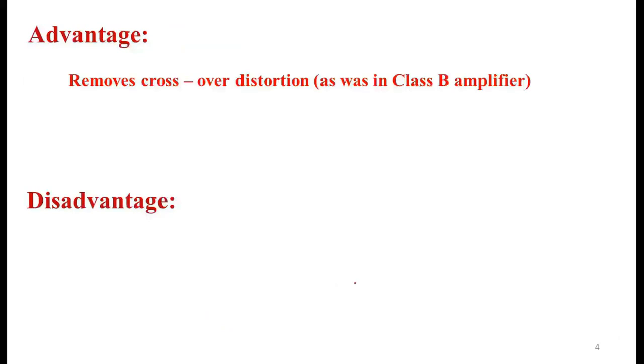So it has one advantage, that it removes the crossover distortion as it was in the class B amplifier, and the disadvantage is that maximum efficiency is reduced, that is less than 78.5%. In class B amplifier, we received maximum efficiency of 78.5%. Now since the Q point is above the cutoff point and some very small power consumption will be there in the absence of AC signal, hence maximum efficiency is less than 78.5% in case of class AB amplifier.